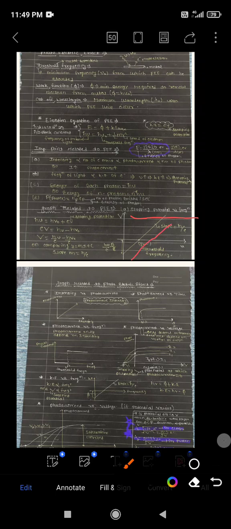Next is intensity versus photocurrent. Intensity is directly proportional to the photocurrent, so the curve will be a straight line also. And photocurrent versus time: photocurrent is not dependent on time, and after some time it will get saturated like this. Next is photocurrent versus frequency. As we know, photocurrent only depends on intensity, so photocurrent does not depend upon frequency, so it will be constant.